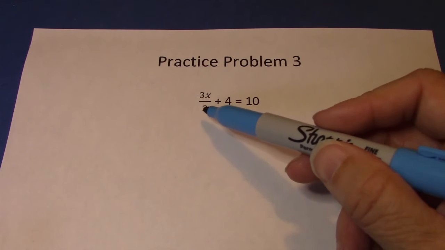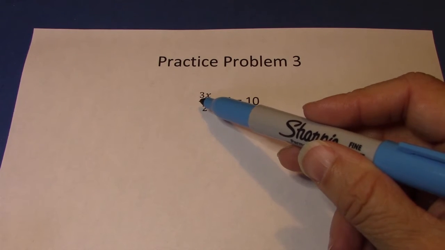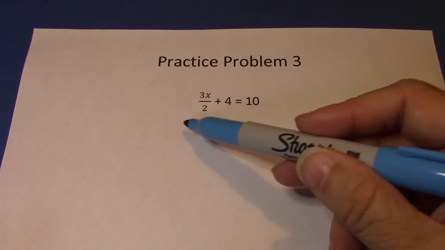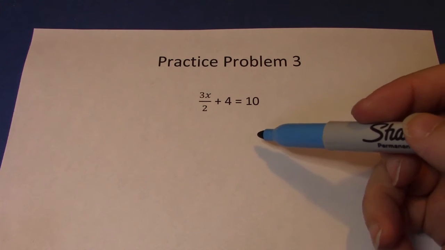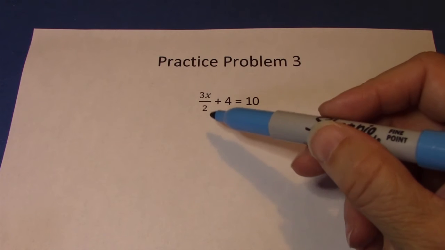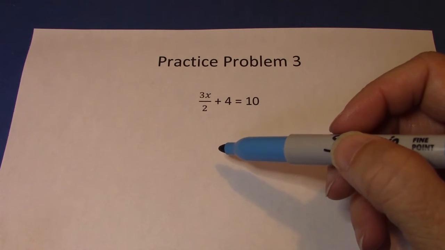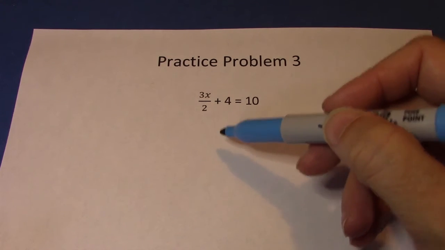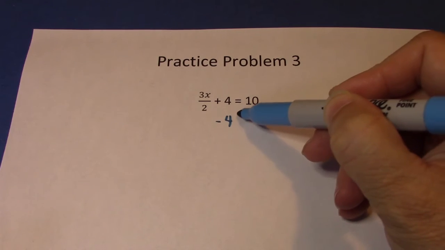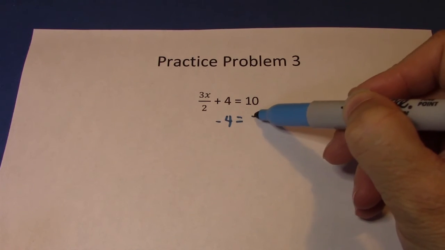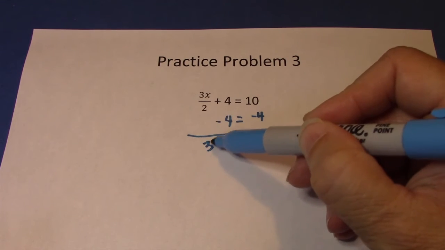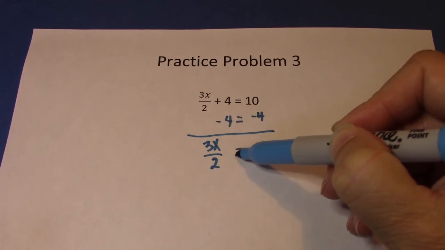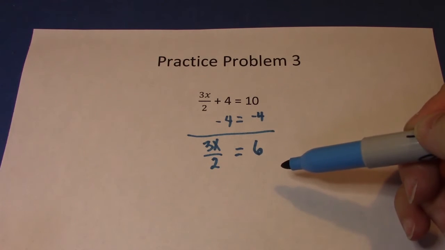In problem 3, we've got x being multiplied by 3 and then that whole thing divided by 2, plus 4 equals 10. So let's start undoing the things that are happening to x so that we can get x all by itself on that side of the equation. We'll start by subtracting 4 from both sides, and so we're going to have 3x divided by 2 on that side, and that equals 6.